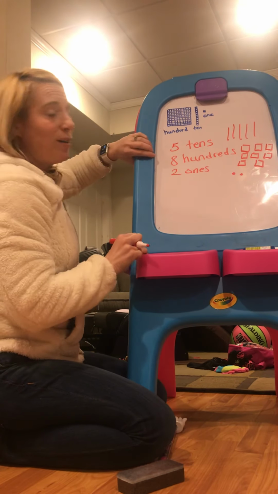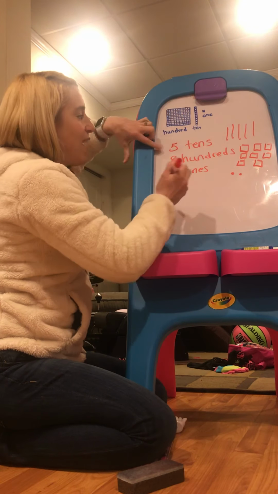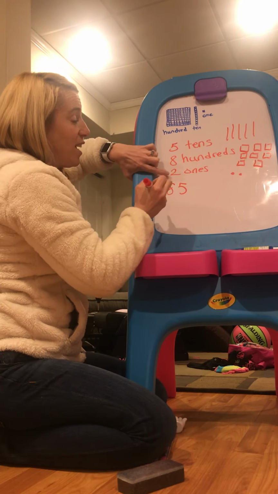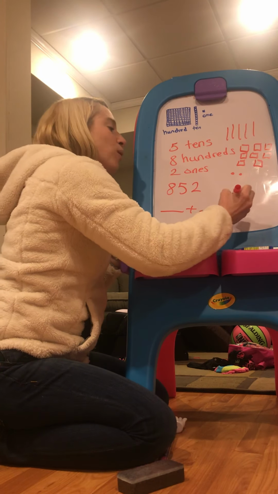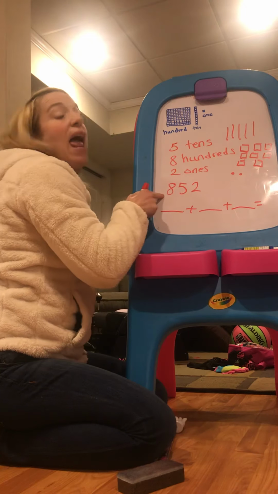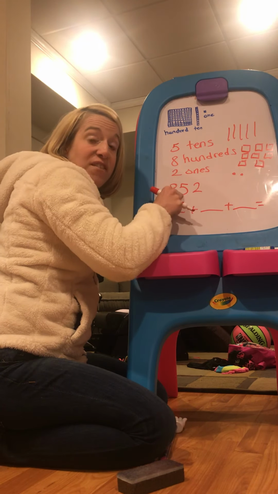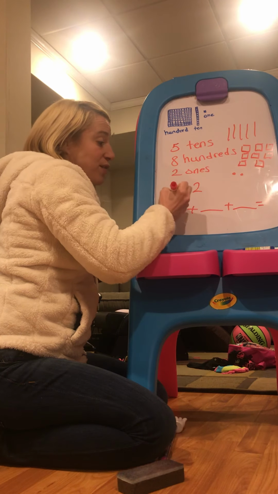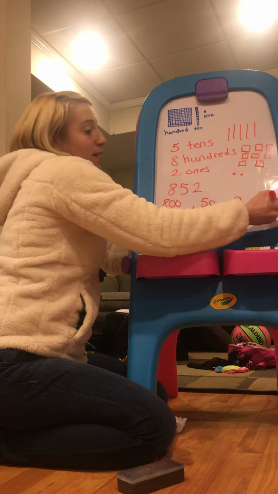Anybody know the number? Let's do the hundreds first. It's 800, then the tens, 50, then the ones, 2. So again, what is the expanded form? What do those numbers really mean? There's no zeros this time. So listen, 852. I hear 852. And we know, yes, that equals 852.